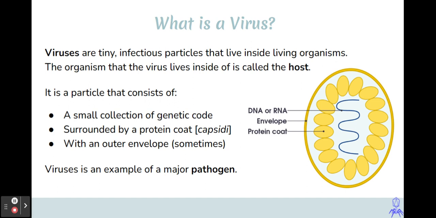So this virus consists of three main parts. First, a small collection of genetic code. Second, surrounded by a protein coat called a capsid. And third, with an outer envelope, which isn't always necessary, but some viruses do have them. And there is a picture on the right side, right over here. And viruses are an example of a major pathogen, and pathogens are any microbes that cause disease.